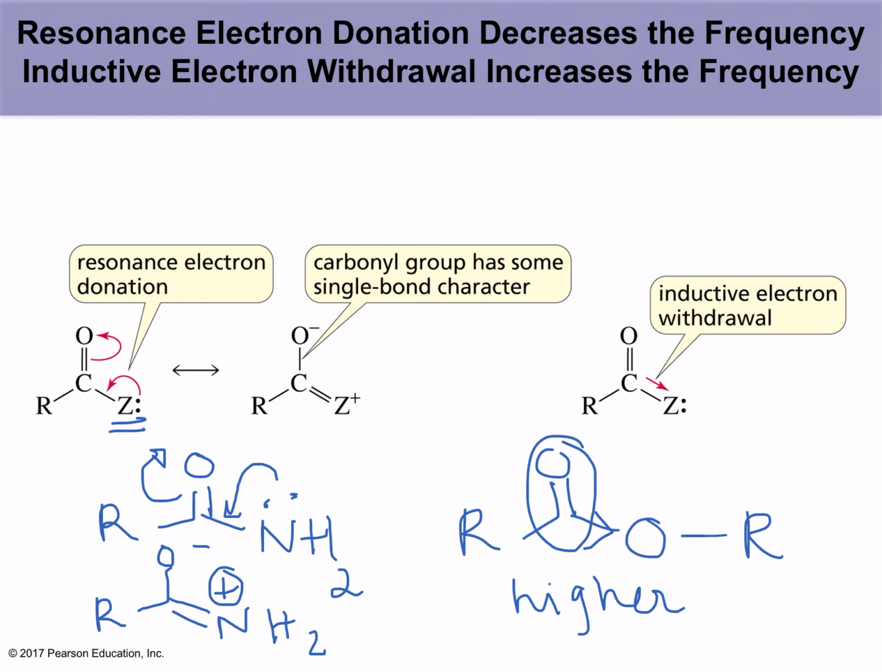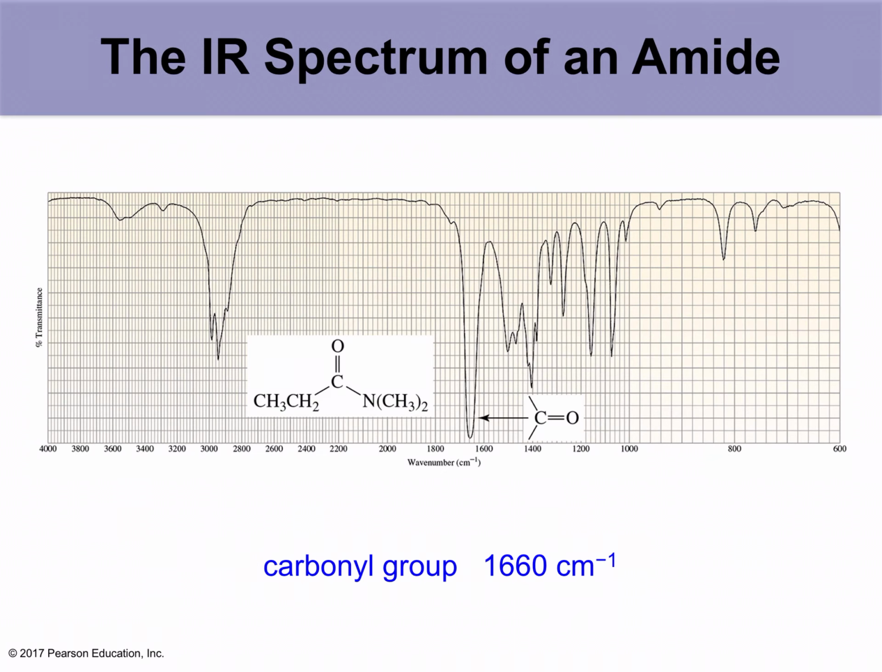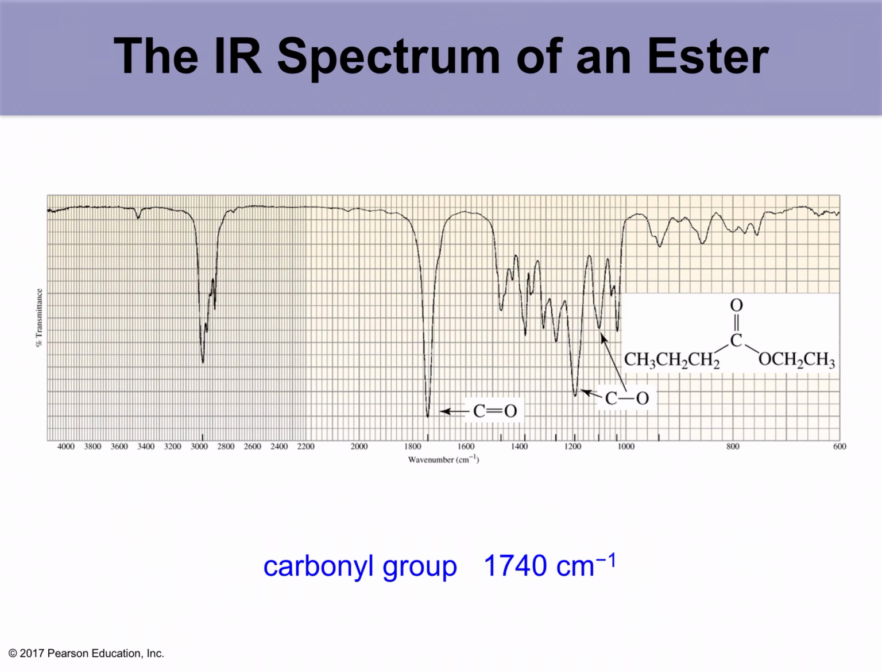Resonance electron donation decreases the frequency. Inductive electron withdrawal increases the frequency. Now let's look at a carbonyl group next to an oxygen and a carbonyl group next to a nitrogen. Okay, now this is the IR spectrum of an ester. So an ester has a carbonyl group, and then you have the oxygen right next to it. That's the electron withdrawing group. So the carbonyl group would remain as a carbonyl group.